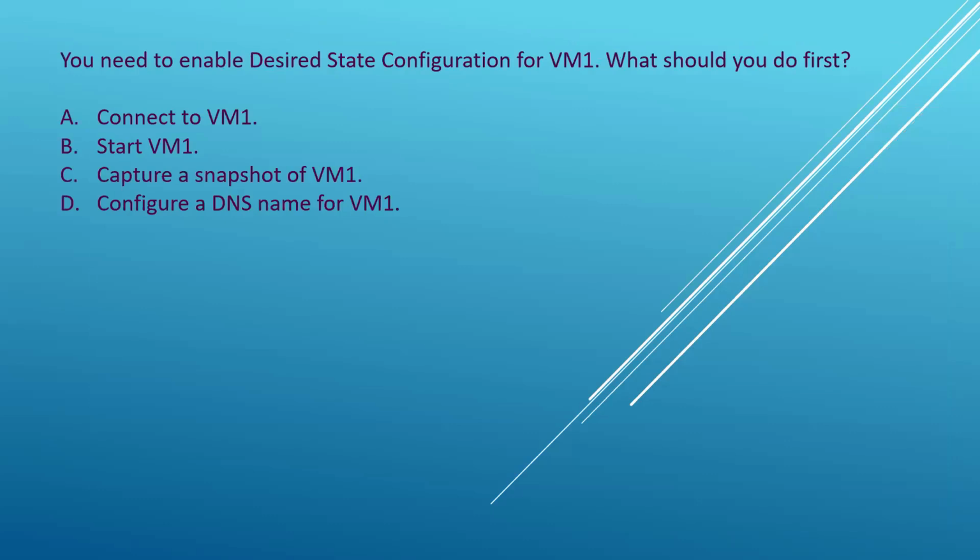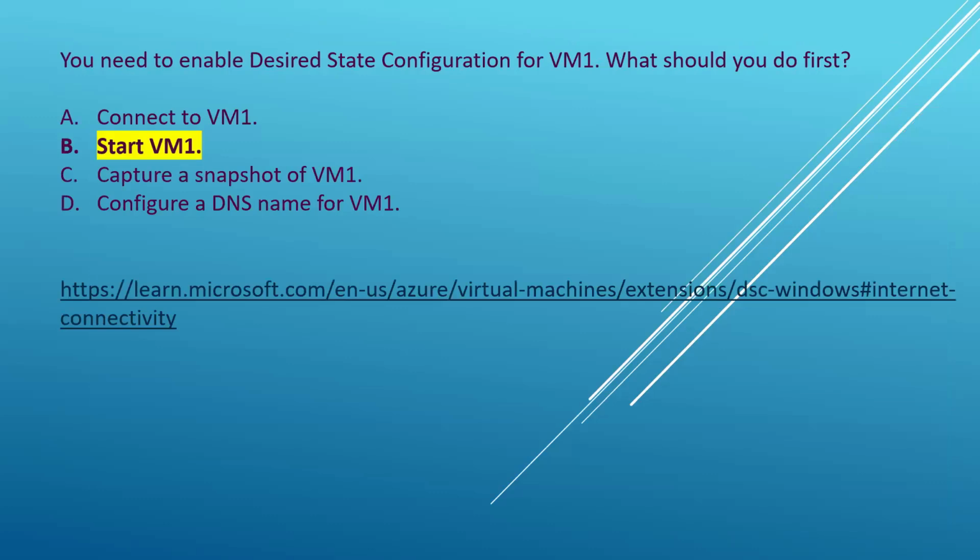You need to enable desired state configuration for VM1. What should you do first? Connect to VM1, start VM1, capture a snapshot of VM1, configure a DNS name for VM1. And friends, you will have to start VM1 first. You could see that the status was stopped deallocated, and if you need to enable desired state configuration on any VM, it should be powered on.